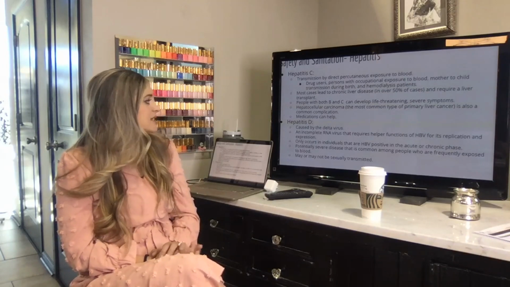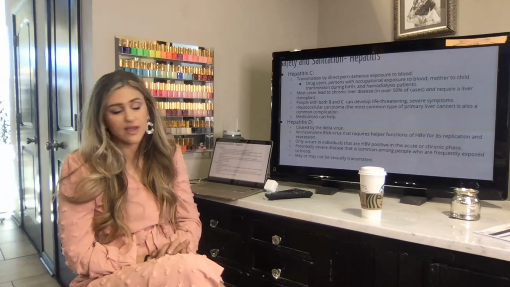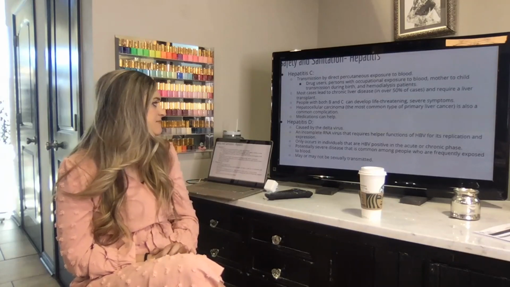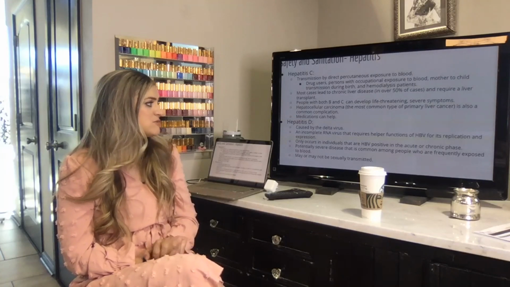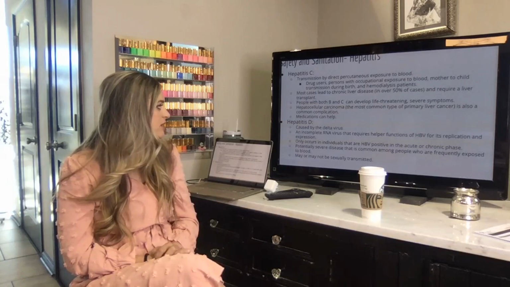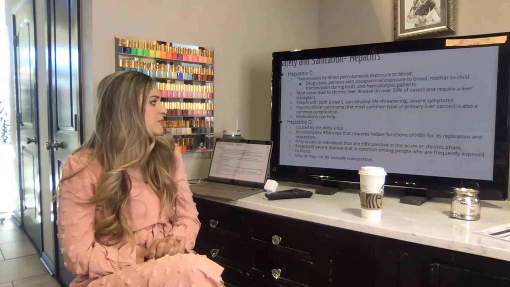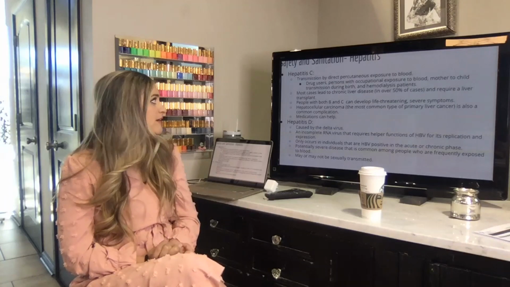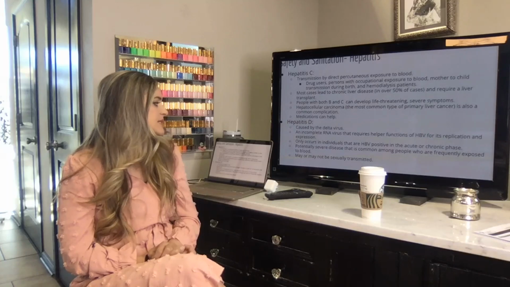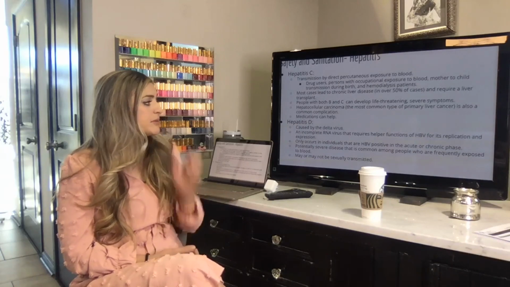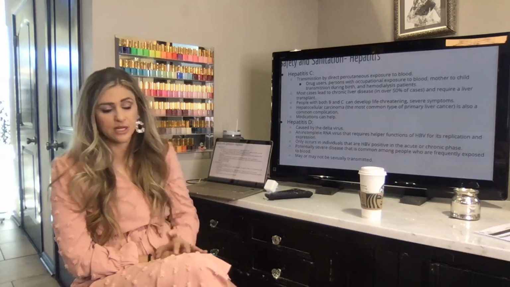Hepatitis D is caused by getting the Delta virus first. So if you get the Delta virus, you're susceptible to hepatitis D. It is an incomplete RNA virus that requires helper functions of HBV for its replication and expression. It only occurs in individuals that are HBV positive and are in the acute or chronic phase. It's a potentially severe disease that is common among people who are frequently exposed to blood and may or may not be sexually transmitted. They don't know.